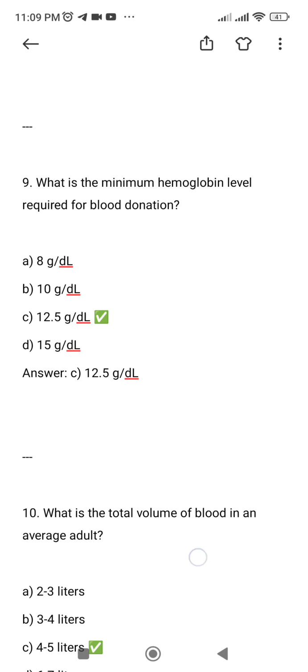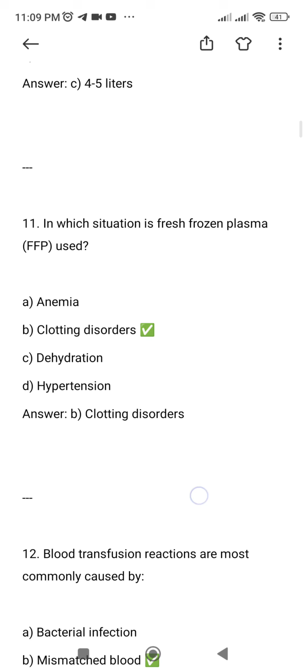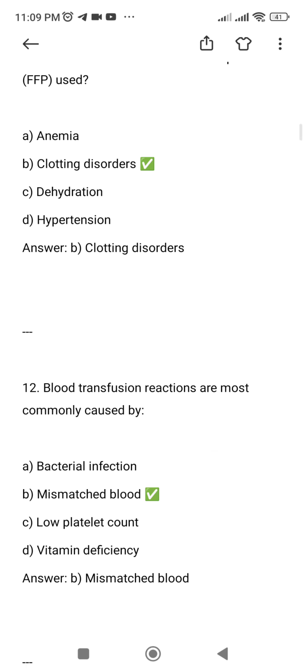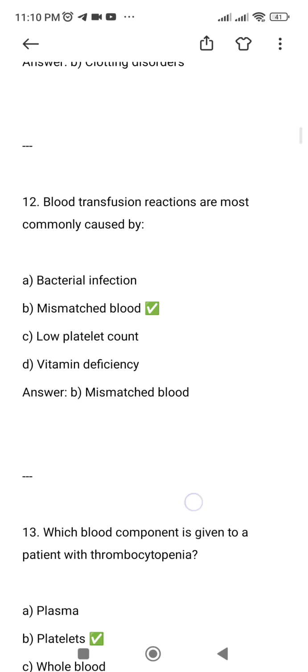What is the minimum hemoglobin level required for blood transfusion? 12.5 gram per deciliter. What is the total volume of blood in an average adult? 4 to 5 liters. In which situation is fresh frozen plasma, FFP, used? Clotting disorders.